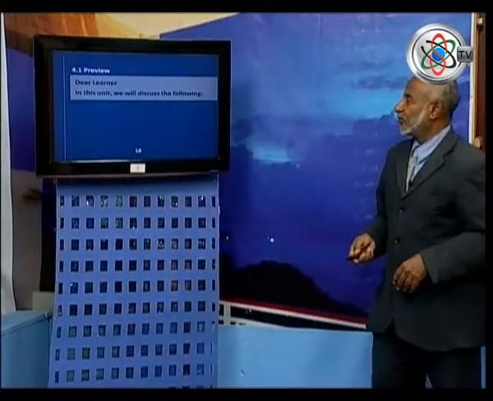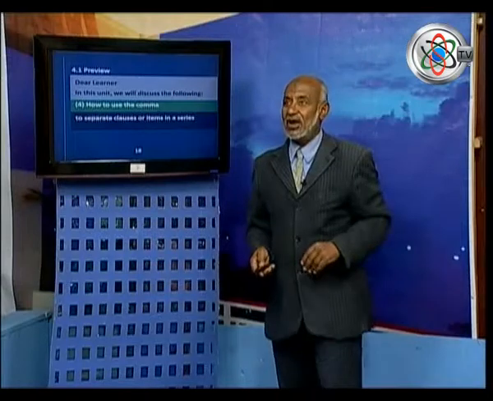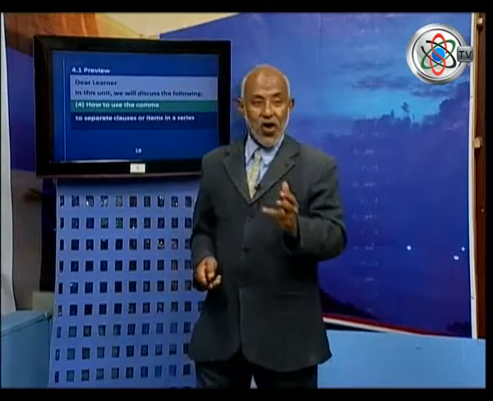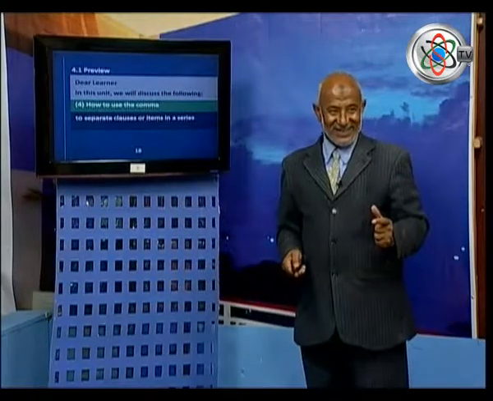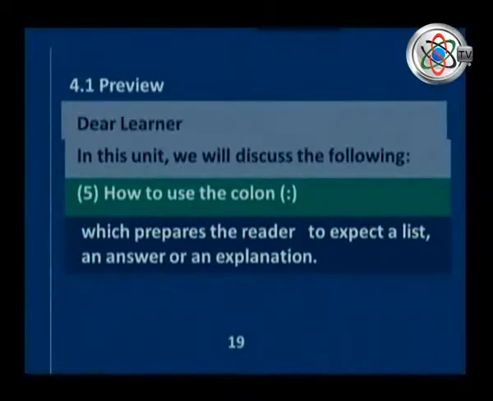Okay. So, how to use the comma? The answer is to separate clauses or items in a series. For example, I went to the market and bought okra, cucumber, and some tomatoes and potatoes. You see? Yes. Okay. Here, how to use the colon, which prepares the reader to expect a list. When you use the colon, you have to prepare your reader for a list, an answer, or an explanation. You see?